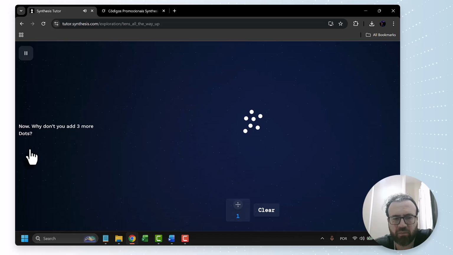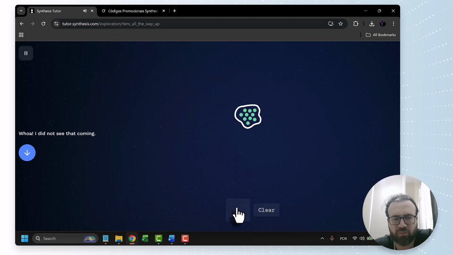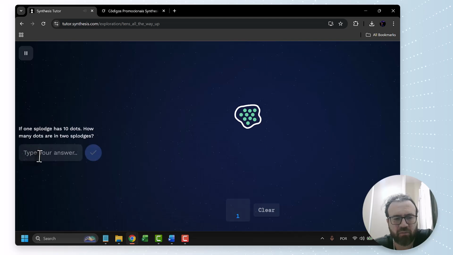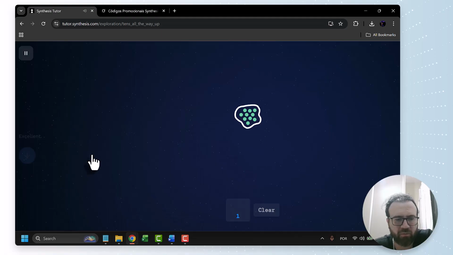Now, why don't you add 3 more dots? Whoa, I did not see that coming. How many dots do we have now? Interesting. When we got to 10, we made a group. Our lonely dots became a mighty splodge. If one splodge has 10 dots, how many dots are in 2 splodges? Excellent.